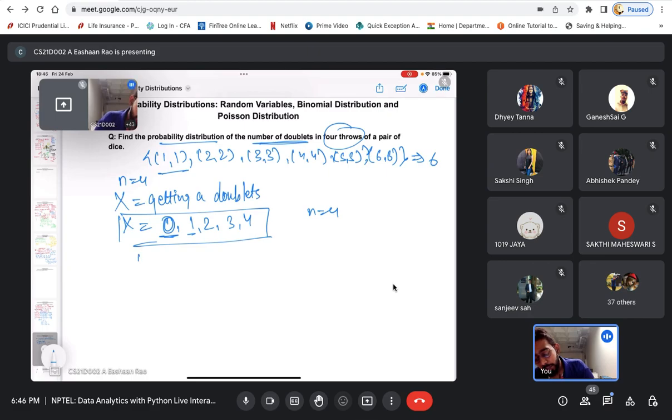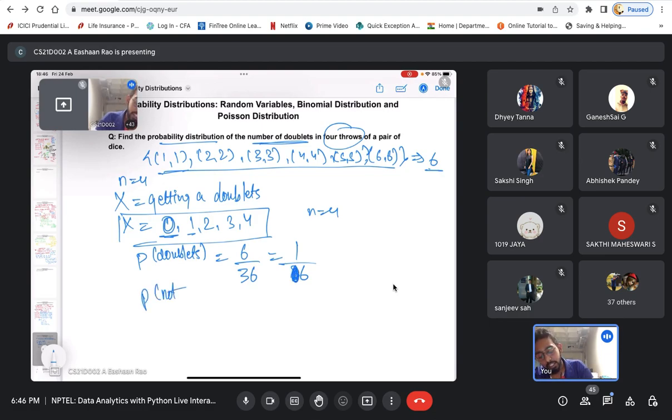Now the probability of getting a doublet: out of the 36 combinations that we can get with a pair of dice, a doublet might come 6 times. So we have 6 by 36, which is equal to 1 by 6. So p is 1 by 6. The probability of not getting a doublet is 1 minus p, so I will just write q here directly. 1 minus 1 by 6 is 5 by 6.